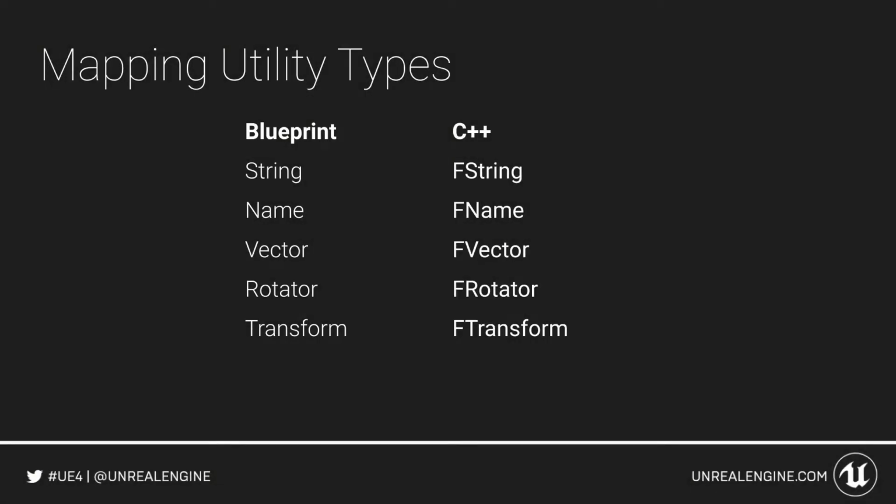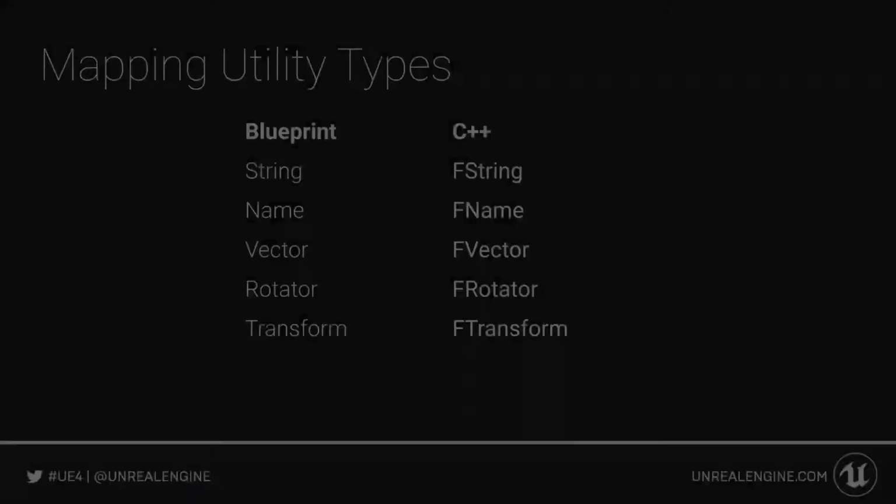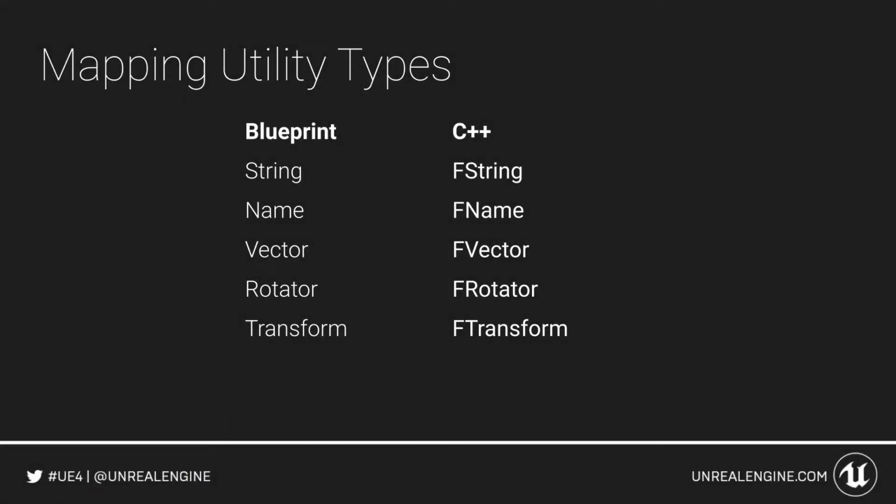Now, what about the utility types? These are things like string, name, vector, rotator, transform, all the kinds of things that you see in the drop-down on any Blueprint type. You can see you've got all our basic types like booleans, bytes, integers, floats. Then we've got names and strings and text and vector and rotator and so on. Well, these in C++ tend to have the prefix F. In fact, most struct types seem to have the prefix of F. So we have FString, FName, FVector, FRotator, and FTransform, all things provided for us.